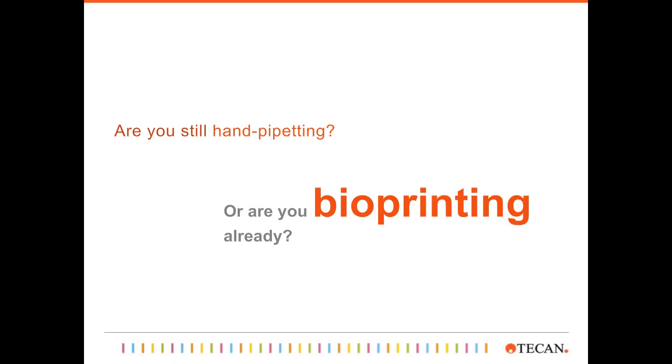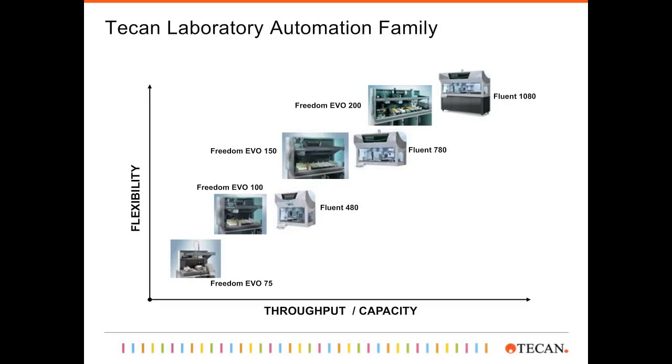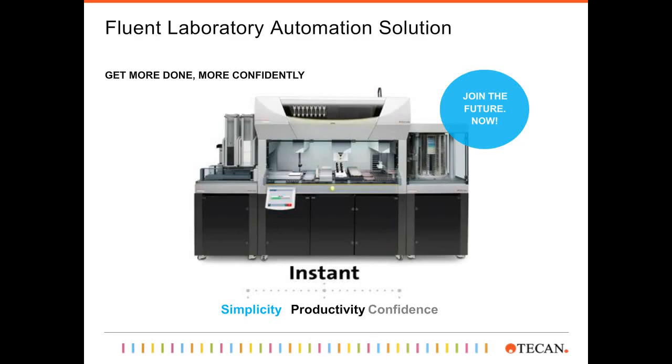Thank you, Manuel. So my name's Hal Wehrenberg, and I'm the head of product management here at Tecan, and I'm very excited to be telling you about the other end, the high throughput portion of this talk, the laboratory automation solution that we have named the Fluent. Tecan actually has a wide range of platforms, the Freedom Evo, all the way up to the Fluent 1080. I'm going to focus primarily on the Fluent itself right now because this is the new one. This has got some of the latest features that we have, but it's built on the pillars here of simplicity, productivity, and confidence. So let's jump right in.